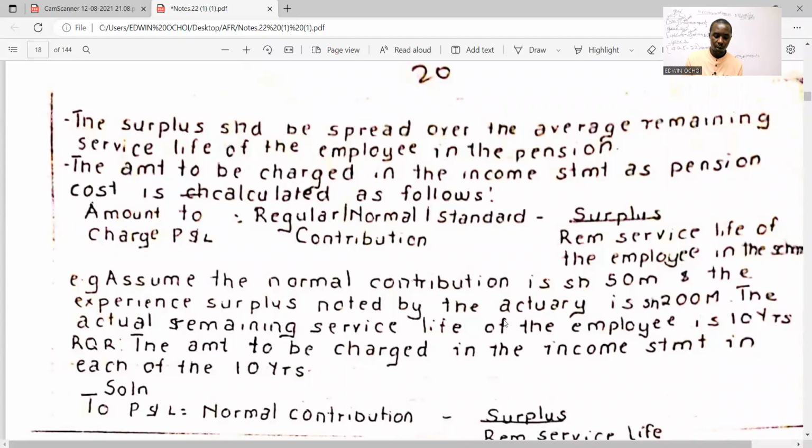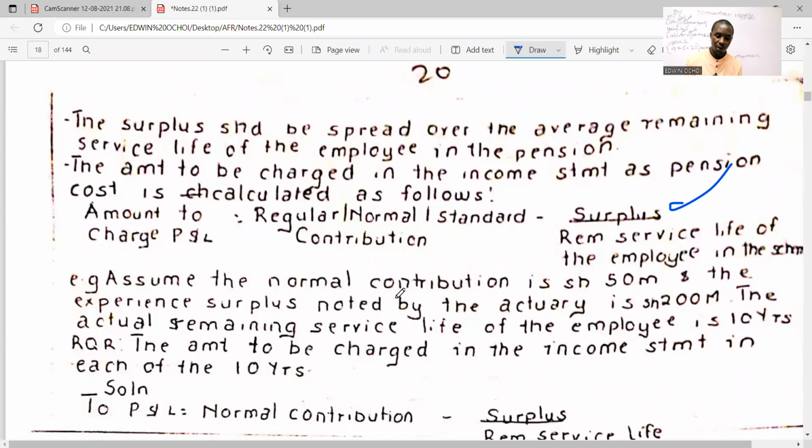The amount to charge to P&L: you take normal contributions. Remember that the normal contributions the contributors are making now will be reduced by the surplus, which arose because the assets generated more than we expected. So the normal contributions will be reduced by the surplus. But this surplus must be spread over the remaining service life of the employee in the scheme.